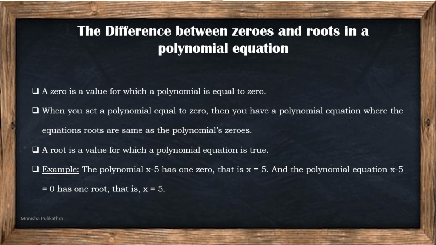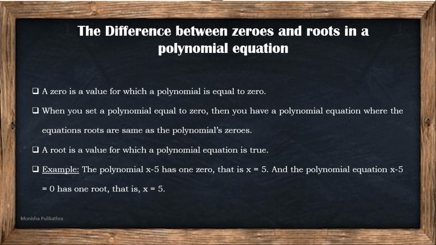For example, the polynomial x minus 5 has one zero. You can notice here x has the degree 1. So if the degree is 1, the number of zeros will be 1. Therefore, that is x is equal to 5. The value of the zero of the polynomial is 5. Why? Because if you substitute x is equal to 5, 5 minus 5 will become 0, the whole expression will turn into 0. Therefore, the zero of the polynomial x minus 5 will be 5.